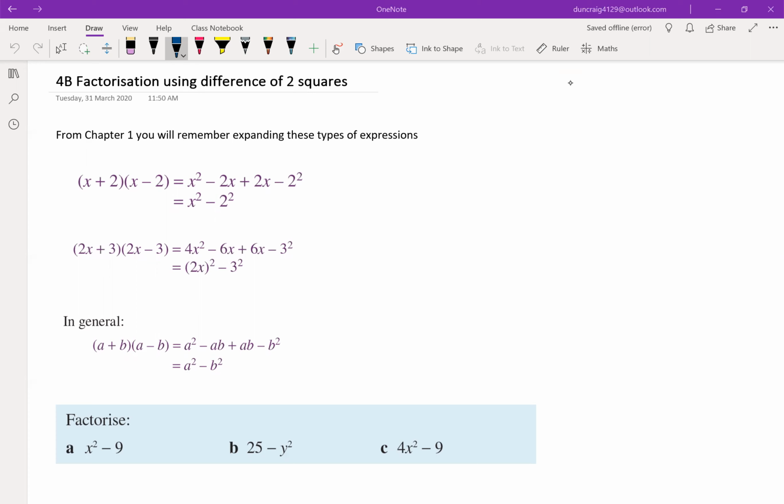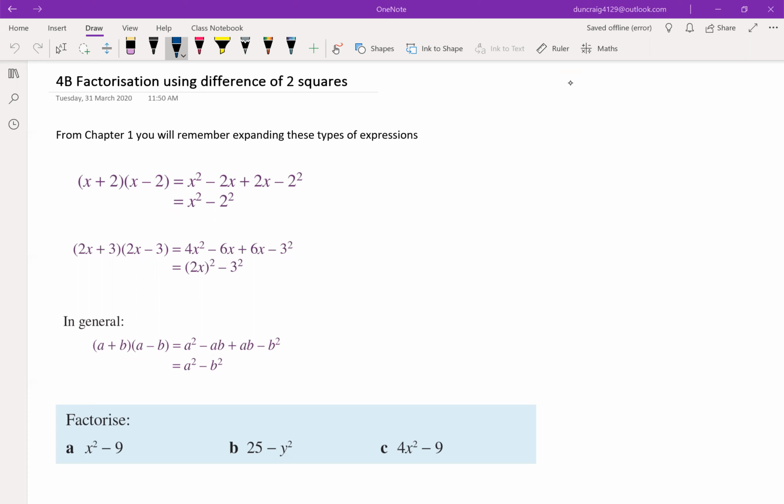In this topic, we're looking at factorising using the difference of two squares. If you remember back to chapter 1, you would have looked at expanding double brackets that will give you the difference of two squares.